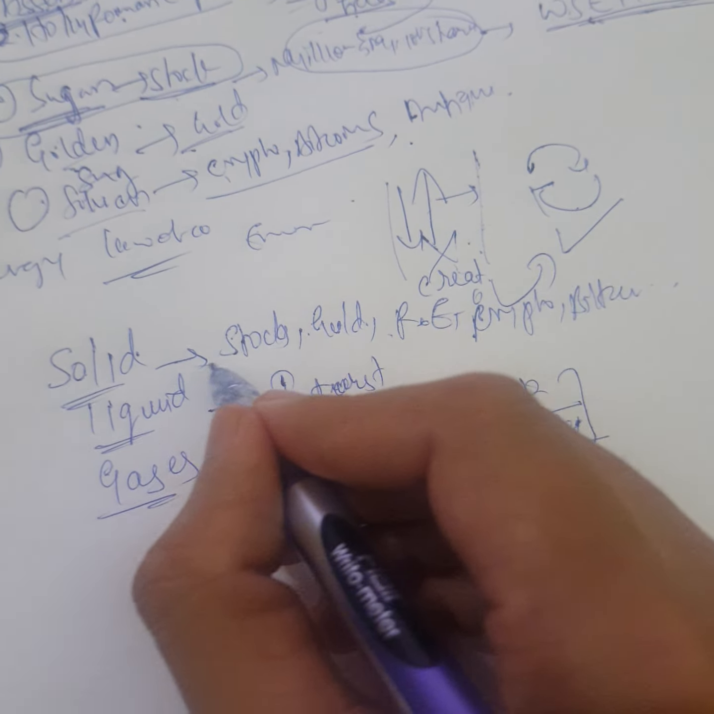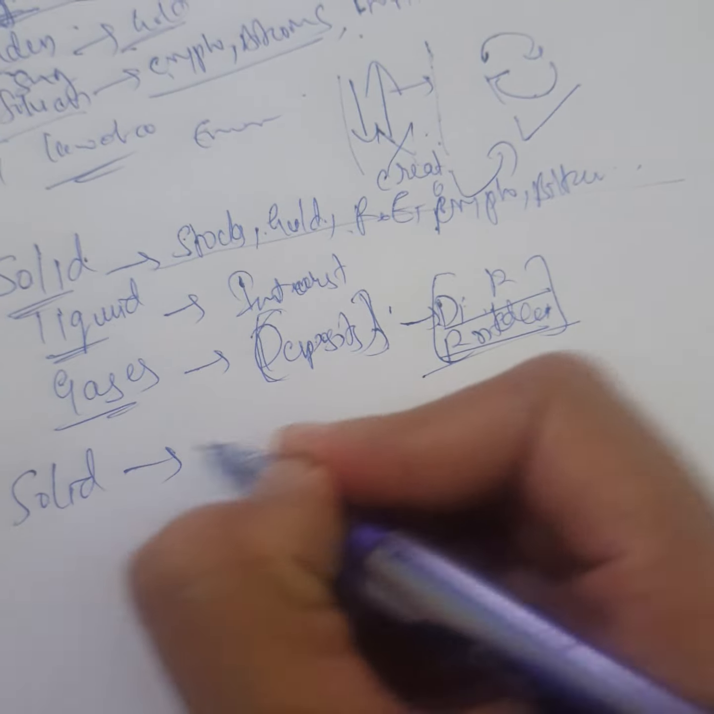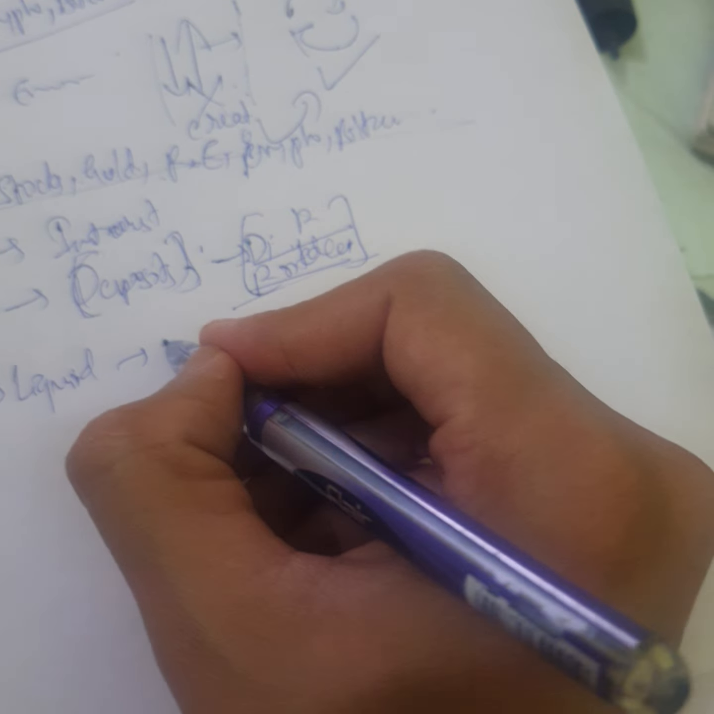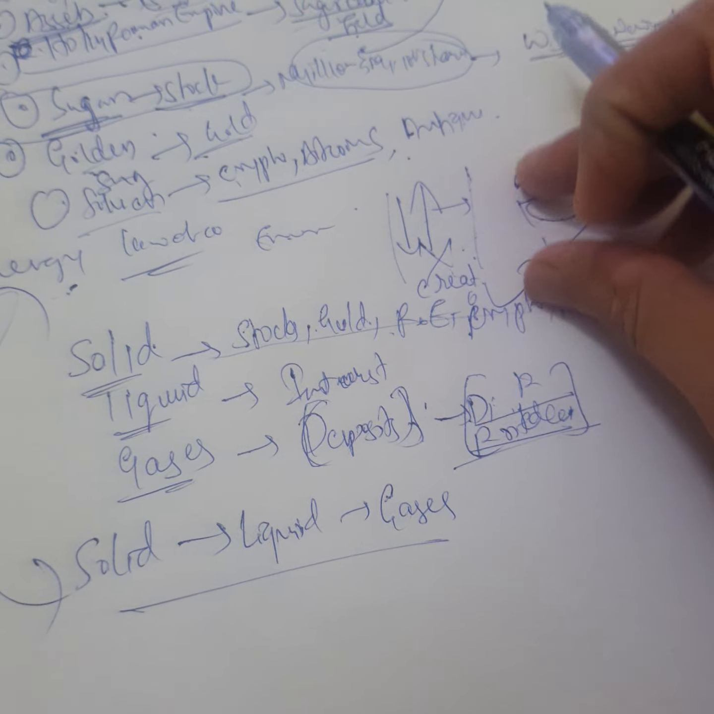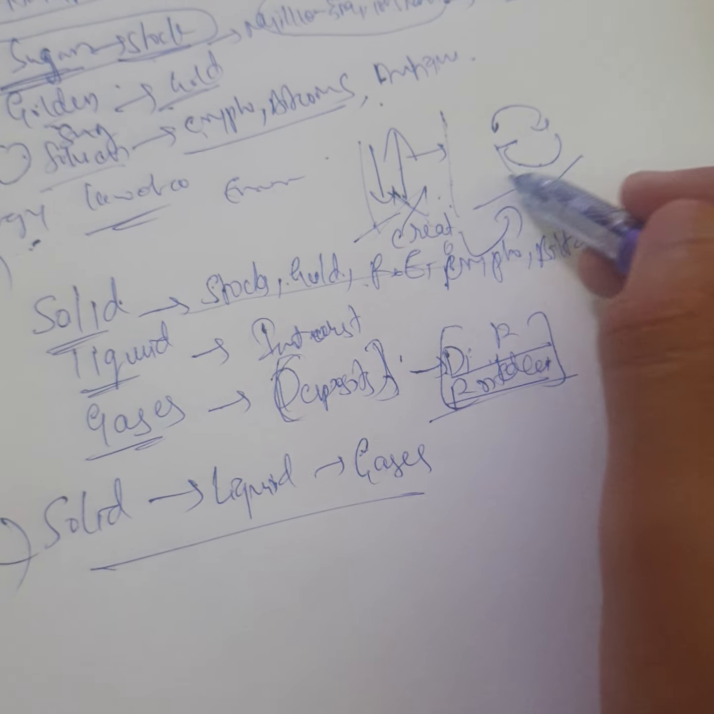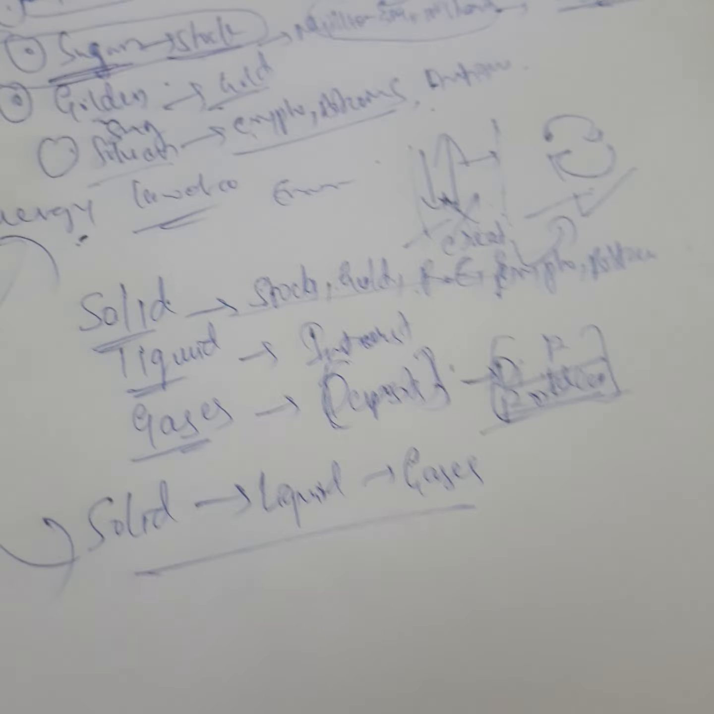Solids, liquids, gases are the states of matter, which can be converted from one form to another form. This thing and this thing are interrelated. Energy cannot be created nor destroyed, but it can be converted from one form of energy to another form. This is not possible. It can be converted from one form of the energy to another form.